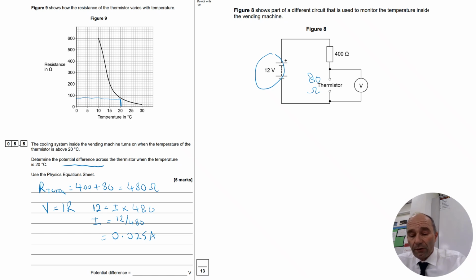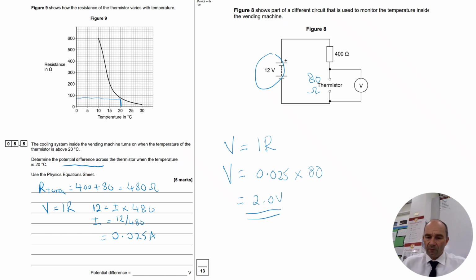Alright, we now need to work out the potential difference across the thermistor within our circuit. So again, we're still using V equals IR, but this time V is the unknown bit. So you've got V equals 0.025 amperes multiplied by the resistance of the resistor, which is 80. Put those numbers into your calculator and you're going to calculate 2.0 volts. And there's your 5 marks.